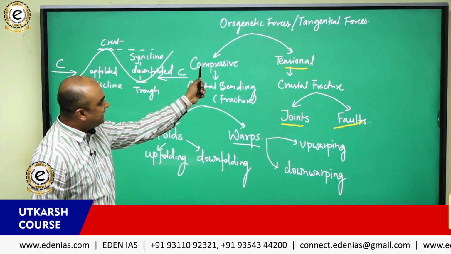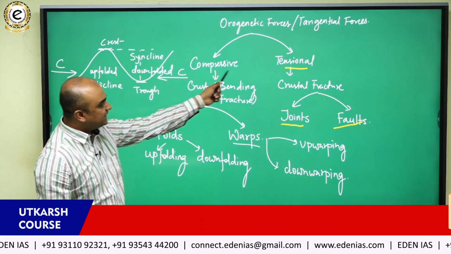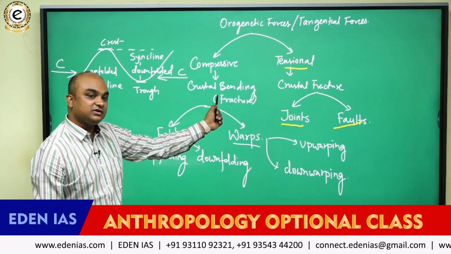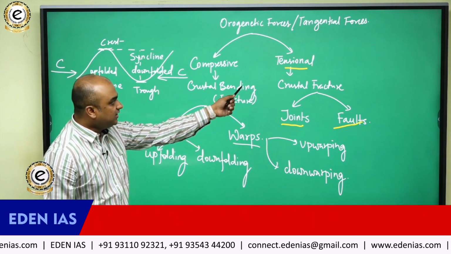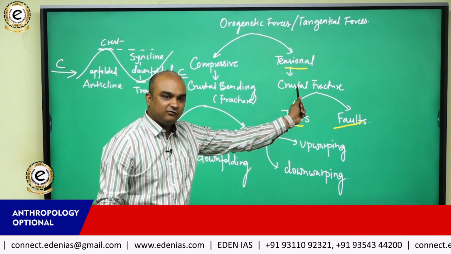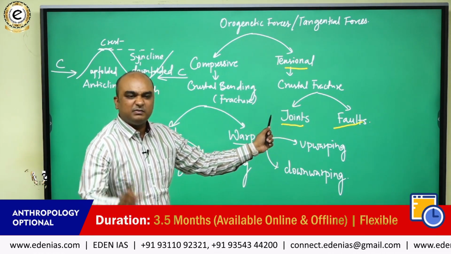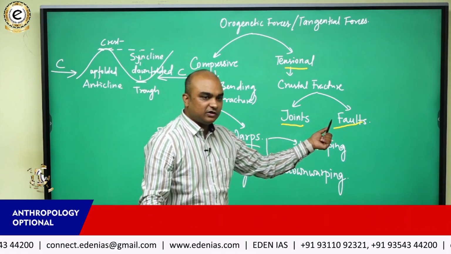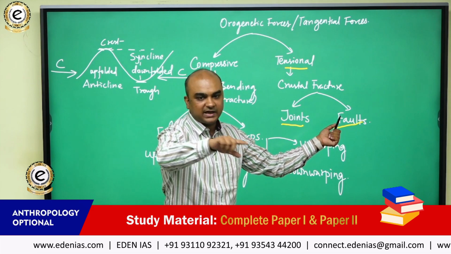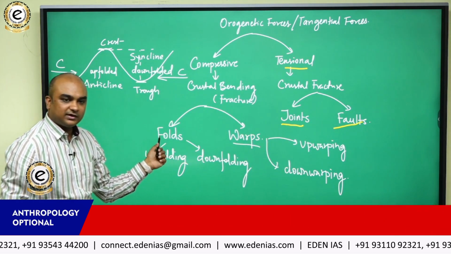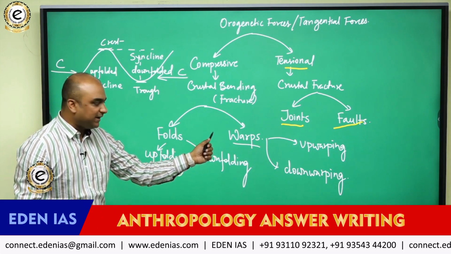So I'm again repeating. Orogenetic forces, two types, compressive and tensional. Compressive forces, crustal bending, but extreme compression can cause crustal fracture. Tensional forces cause crustal fracture. Fracture is of two types, joints and faults. फर्क क्या है? Joints, no appreciable movement of rock blocks along the crustal fracture zone, whereas in faults there is appreciable movement of the rock blocks around the zone of fracture. Crustal bending भी दो तरह के होते हैं, folding and warping.